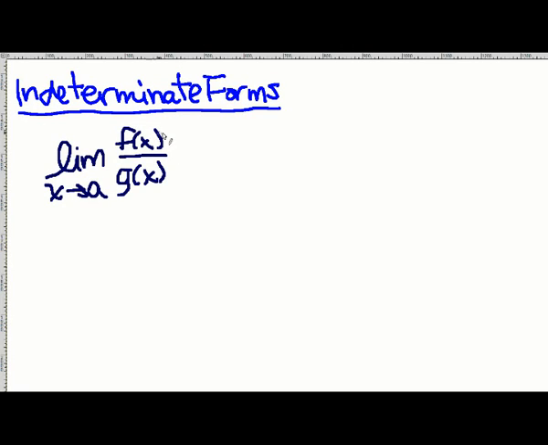If the limit of f of x as x approaches a is 0, and the limit of g of x as x approaches a is 0, this is called a 0 over 0 indeterminate form. Similarly, if the limit of f of x as x approaches a is infinity, and the limit of g of x as x approaches a is infinity, then we get an infinity over infinity indeterminate form.